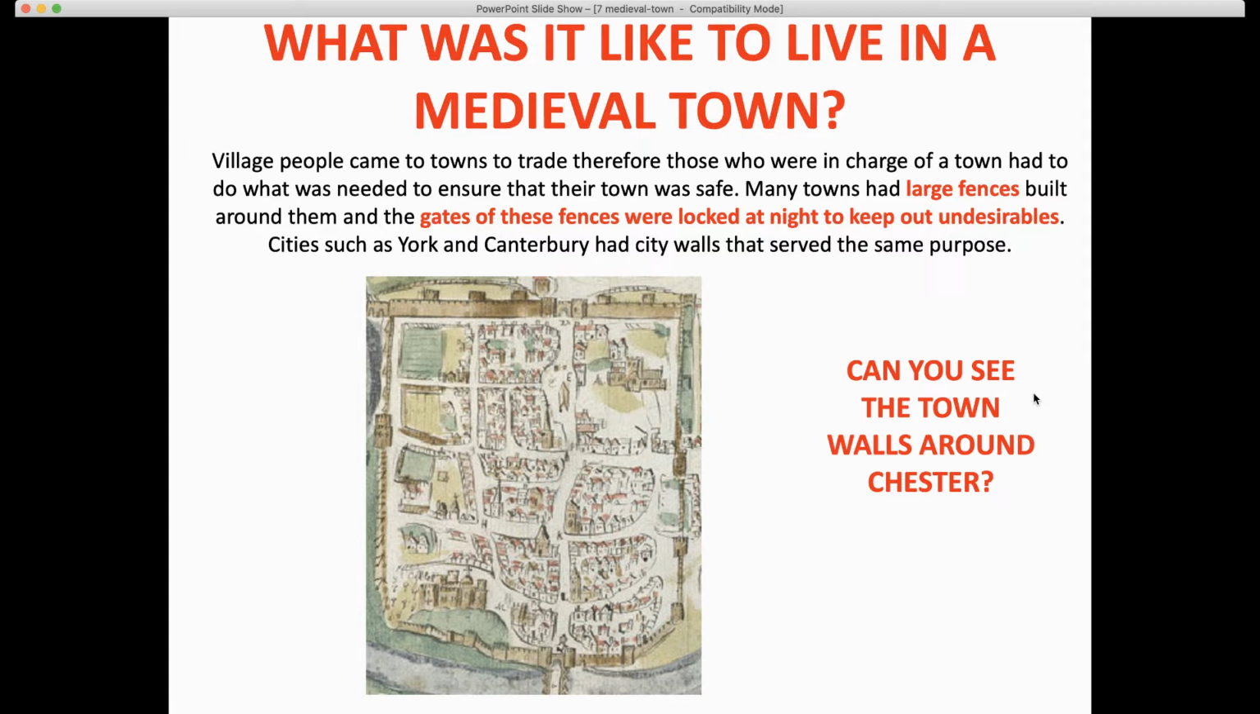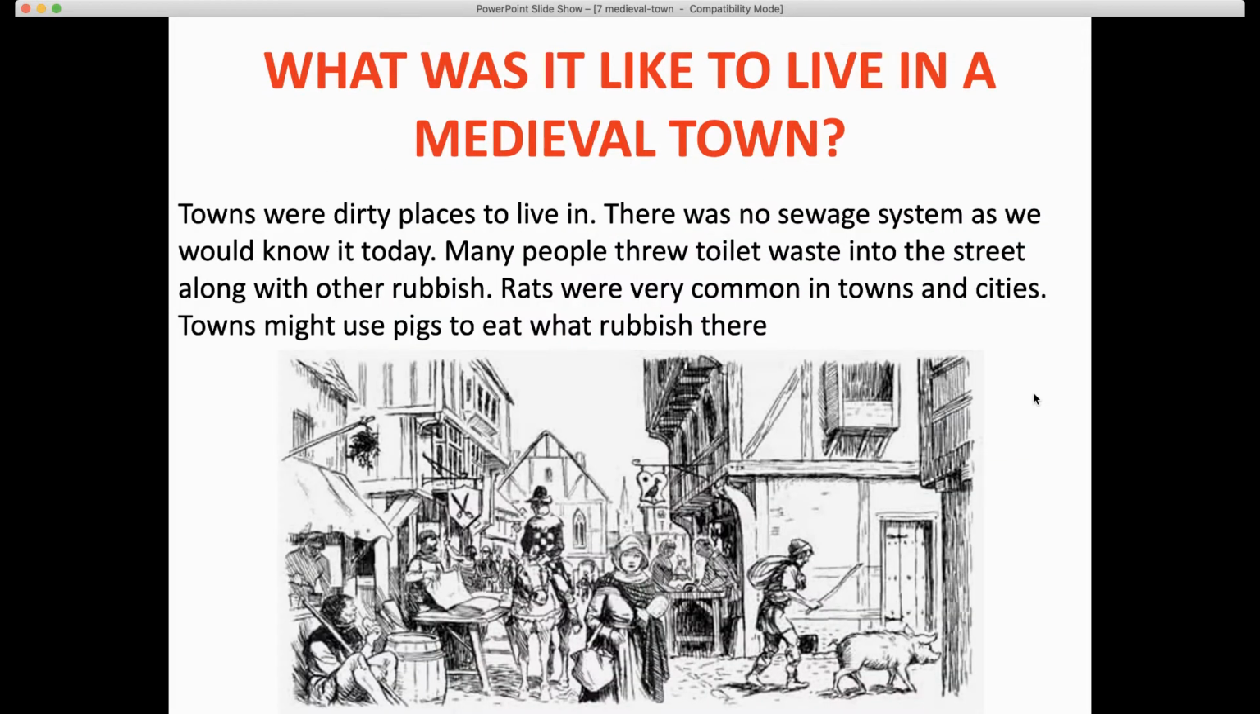So you can go to York and see the big walls all around York. If you haven't been, I would definitely, when things are a little bit more normal, recommend a trip to York. It's a beautiful city with some really, really interesting history.